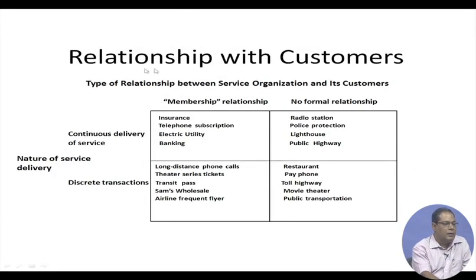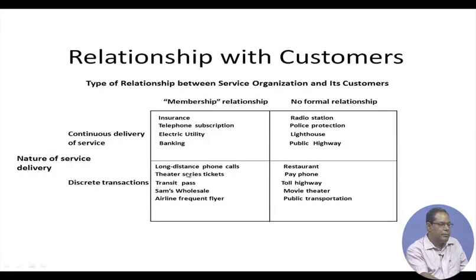Then coming to relationship with customers. So, types of relationship between the service organization and its customers. There is the nature of service delivery: continuous delivery of service and discrete transactions. And there is a membership relationship or no formal relationship. So, insurance, telephone subscription, electric utility, banking, these are part of the membership relationship with continuous service delivery.